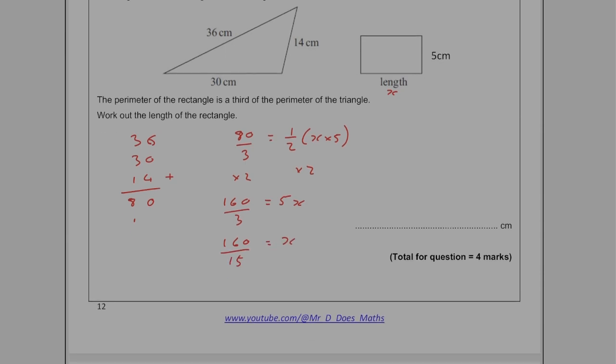And then I want to simplify that as much as I can. So 5s will go into both these numbers. 5s will go 32 times into 160, 3 times into 15. Then I'm going to say that 32 divided by 3 is going to be equal to 10 and 2/3. So I'm going to say x is equal to 10 and 2/3.